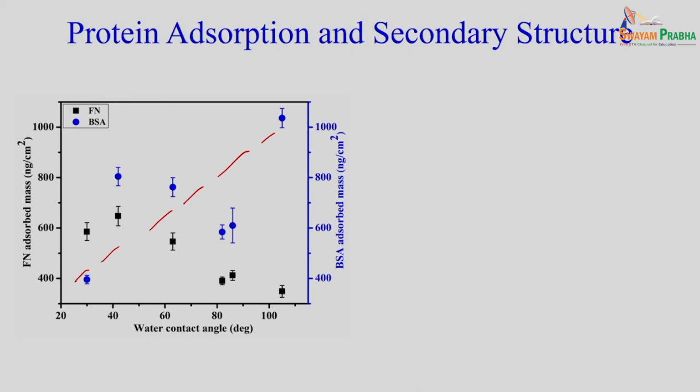But if you see the trend of fibronectin here, you observe a decrease in the protein adsorption. So what it suggests is that fibronectin is a hydrophobic protein, so it orients on the surface through hydrophobic patches. It means on the hydrophobic surface there is less adsorption, and on the hydrophilic surface there is higher adsorption. So what it suggests is the thumb rule of protein adsorption does not apply here.